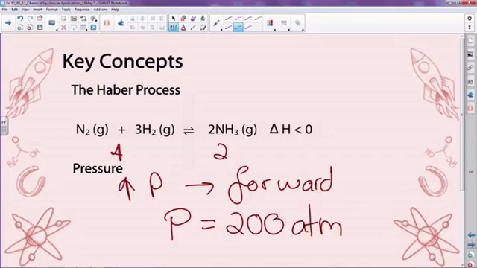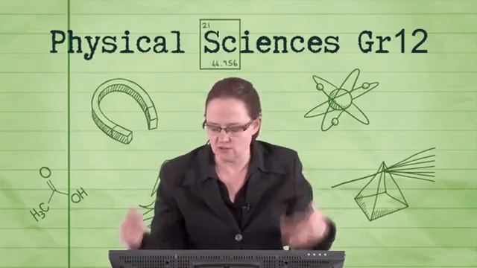So what that means, Gr12s, is that the pressure inside the reaction vessel is 200 times the pressure you feel when you're down in Durban at the coast. That's 1 atmosphere's worth of pressure. It's 200 times 100 kilopascals or thereabouts. It's lots. You would be squashed in that reaction vessel, okay? Not good for us as humans.